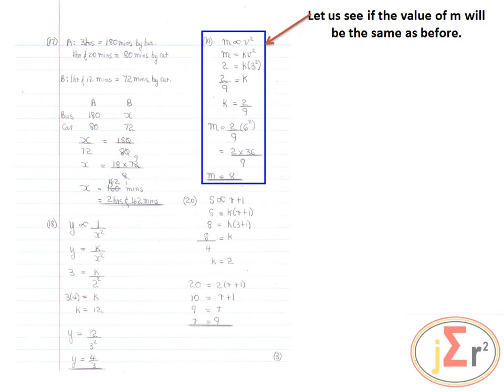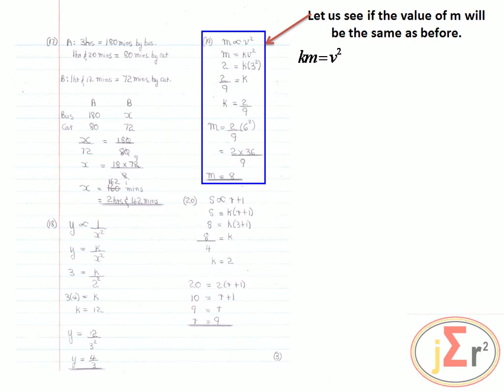Let us see if the value of m will be the same as before, because we are solving the same problem by using another method. Therefore, if we arrive at a different value for m, then we have to reconsider and also revisit our procedures to see where we would have gone wrong.